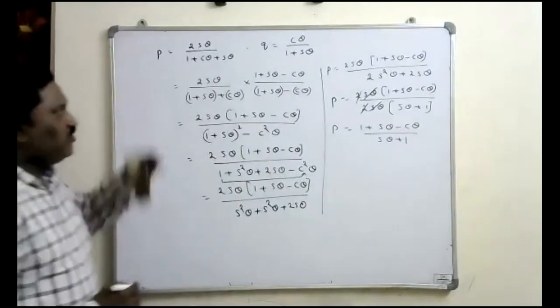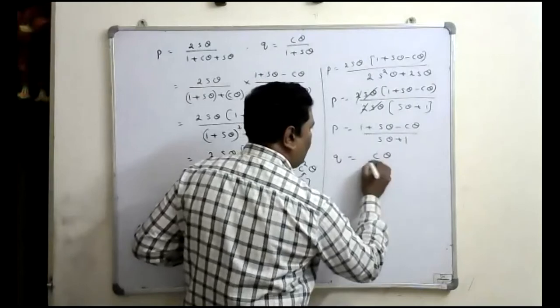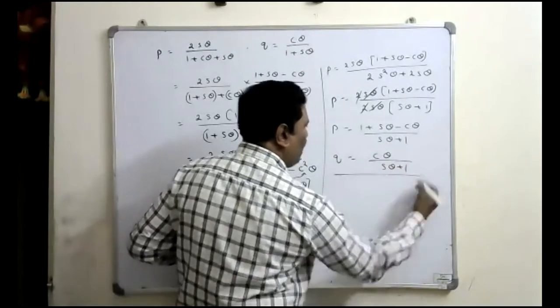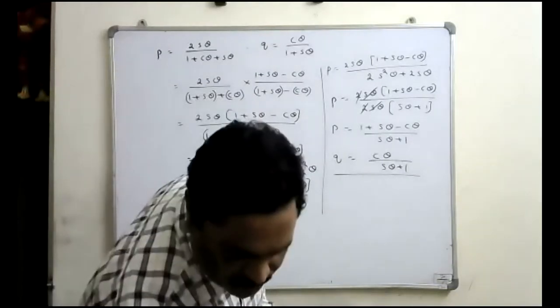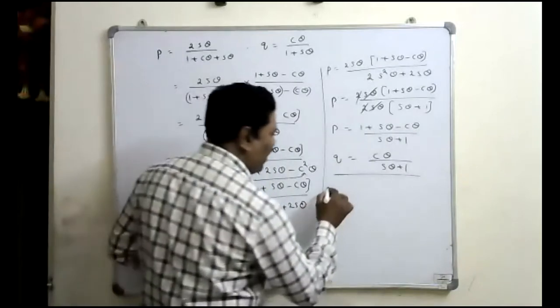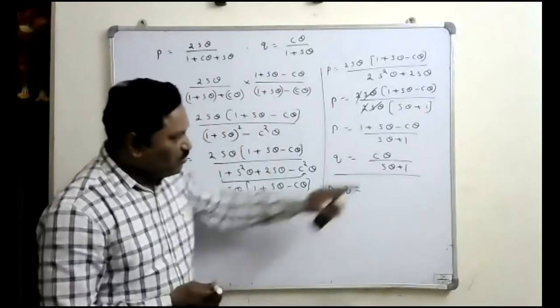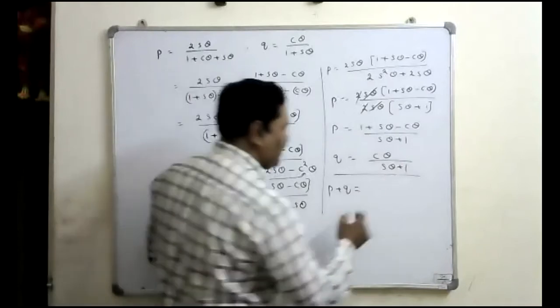Okay. Now take the Q. Q is equal to cos theta upon 1 plus sin theta, or sin theta plus 1. Now we will add them. Add these two. On adding both, P plus Q is equal to, the denominators of both terms are the same, right? The denominators are the same, so the LCM is sin theta plus 1.